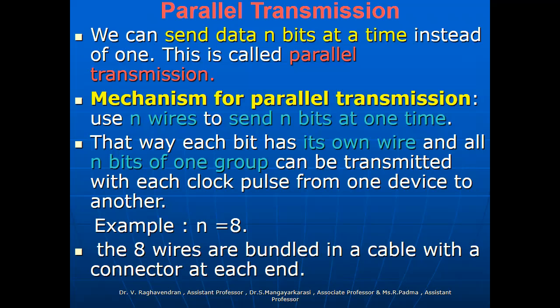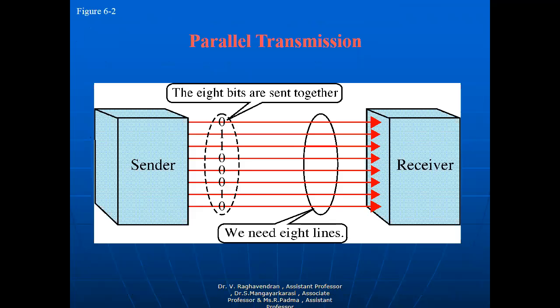Suppose n equals 8, meaning the number of bits is 8. Then 8 wires are bundled in a single cable, with a connector used at both ends. This is an example of parallel transmission. On the left, the sender and the receiver are available. The sender wants to send 8 bits of data at a time.